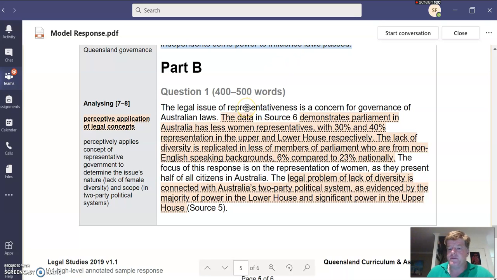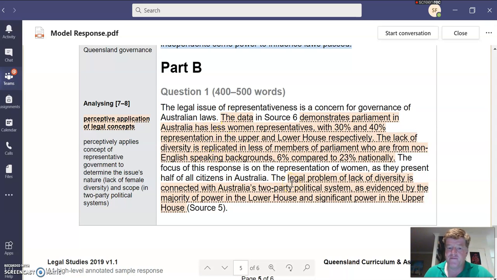So the legal issue, no great introduction. Straight into the legal issue of representation is a concern for governments of Australian law. So that's the issue. Straight on to some perceptive application of legal concepts. The data demonstrates Parliament has less women than the workforce, and also they talk about a lack of diversity.